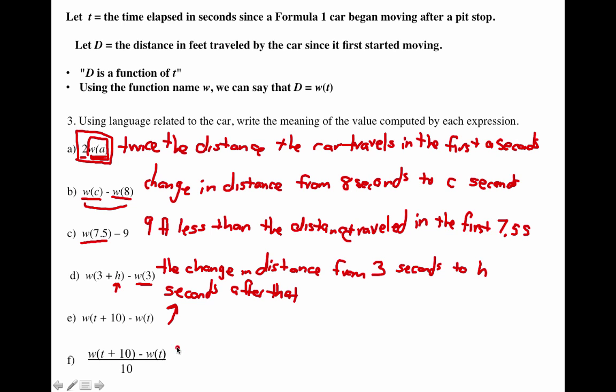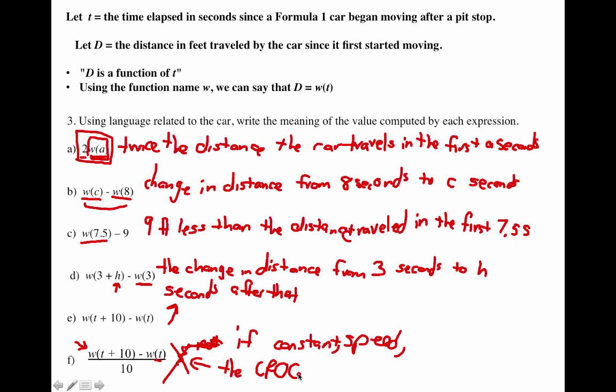And finally this one, you don't have to worry about right now, okay? Actually, let's go over it. So what's happening here? This is the change in the distance from t seconds to 10 seconds later divided by a change of 10 seconds. So we can say if constant, this is if the car is moving at a constant speed, this is appropriate for test 1, this is the constant rate of change because it is the dy over the dx. And that's where we finished for day 8.